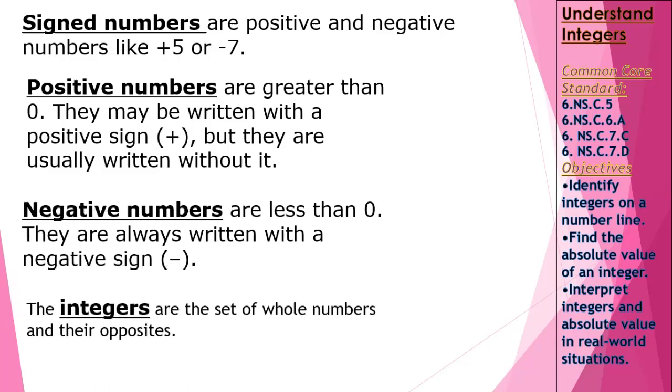Okay, so what are integers? The integers are the set of whole numbers and their opposites. What is a whole number? Whole numbers are the counted numbers, like 1, 2, 3, 4, 5, 6, and so on. So the integers, which we are going to learn today, are the same as the normal numbers which we learned before, but with their opposites. What is the opposite? Let's see.